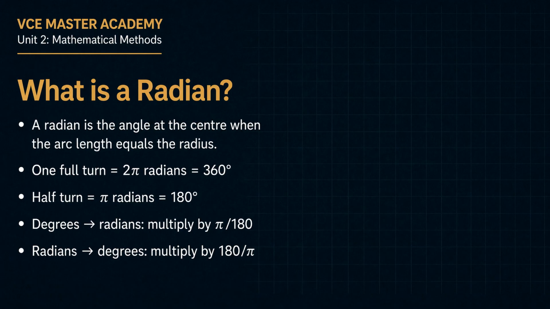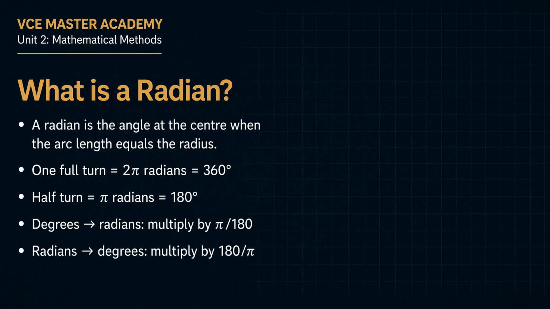Let us start with radians. You already know one way to measure angles: degrees. A full turn is 360 degrees. Radians are just another way to measure the same angles, the way mathematicians love because it makes the formulas beautiful.